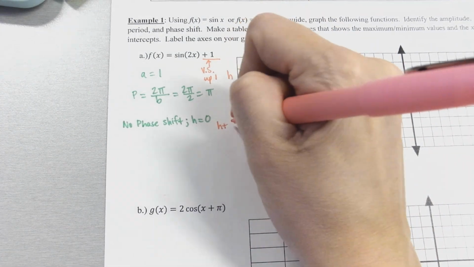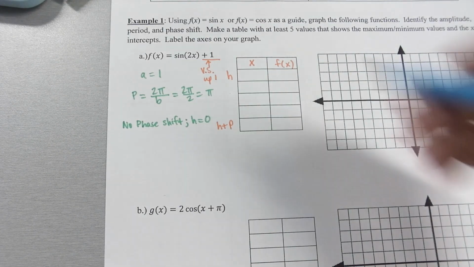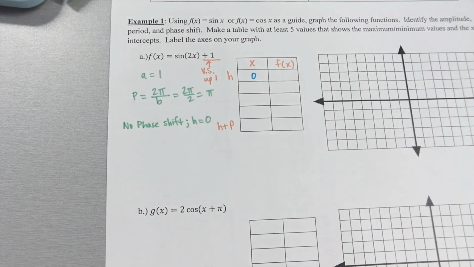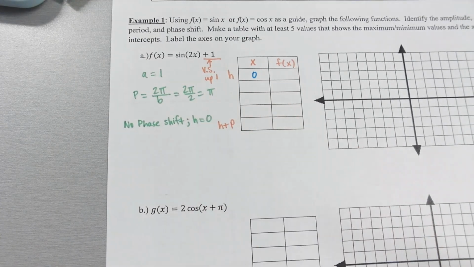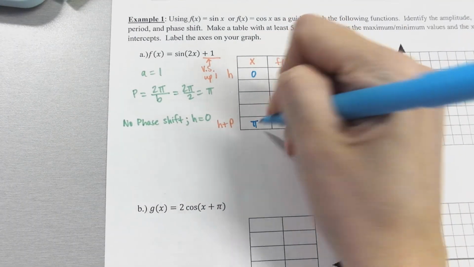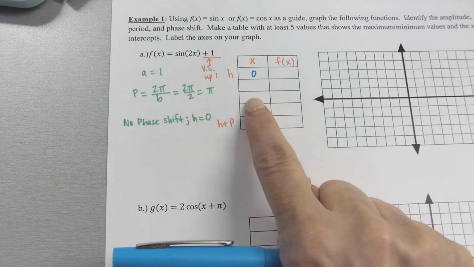It was H plus P, so yeah, the period. So if your H value is 0, which ours is, we're going to start at 0. If there's no phase shift, we start at 0, and then we end at the period, because 0 plus pi is still going to be pi.